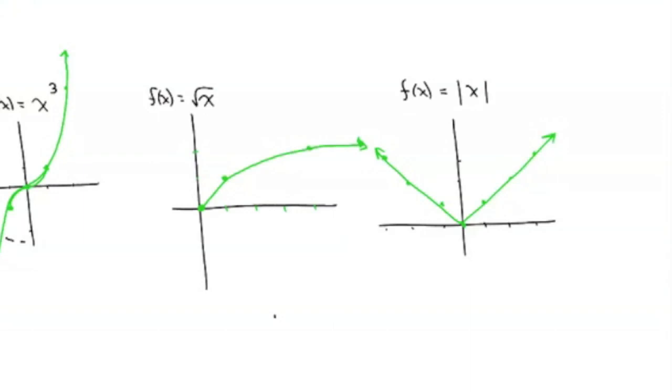Straight lines. What's the slope of this line? 1. What's the slope of this one? -1.